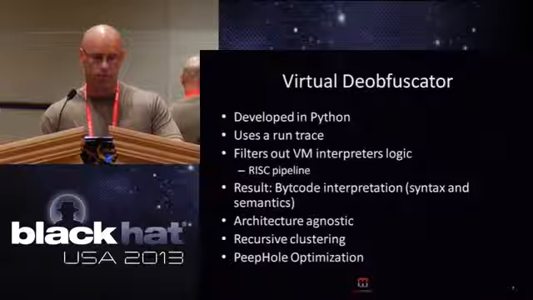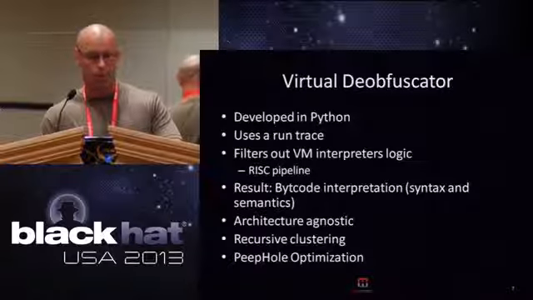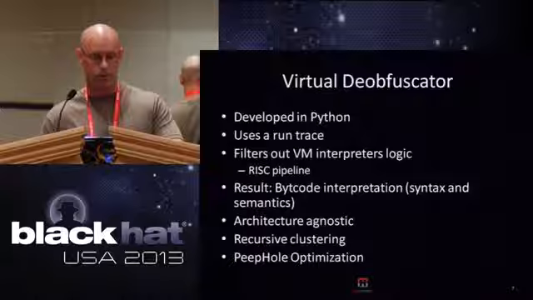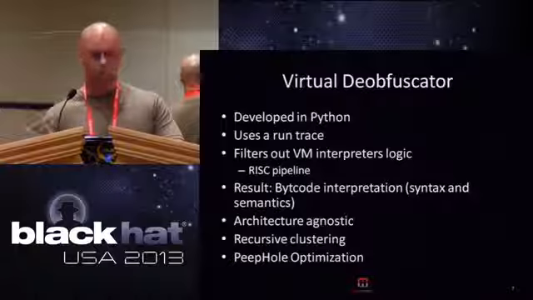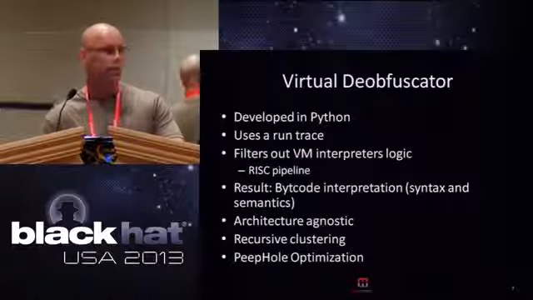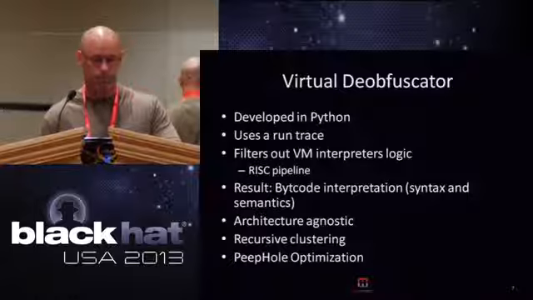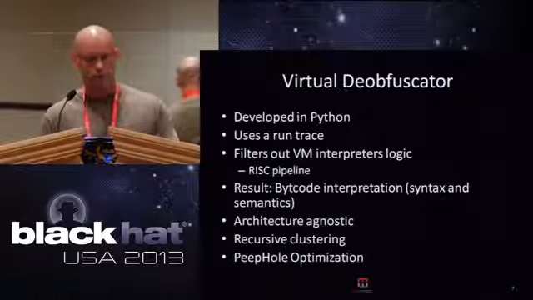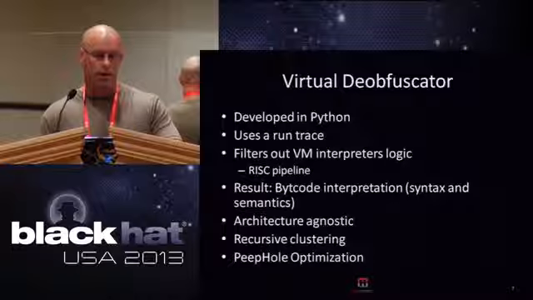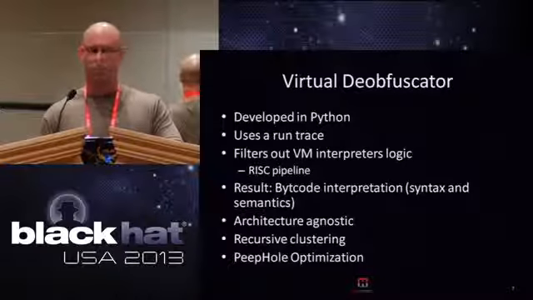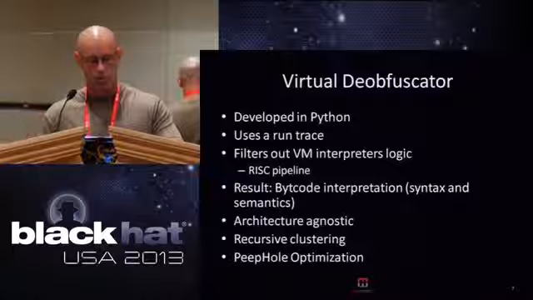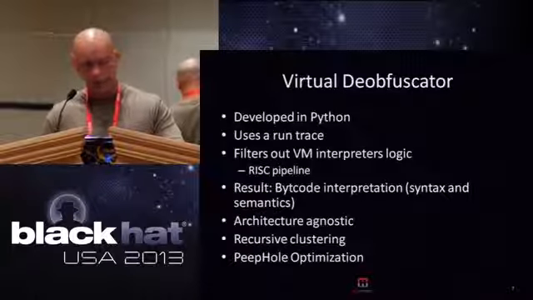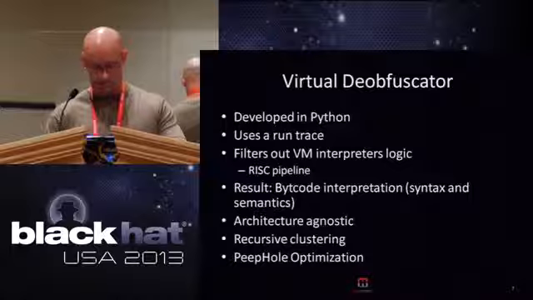So I came up with this virtual Deobfuscator. What it does is it uses a run trace from a debugger, obviously, and filters out the virtual machine interpretation, okay? What you're left with is the semantics and syntax of the original bytecode as it's been translated and executed. I also wanted to be architecture agnostic, so it doesn't matter how many jittering of the virtual machine there is, it'll still work on all the different products out there. And of course the way it works is through recursive clustering, and I came up with a peephole optimization. I'll talk more about that as we come to it.